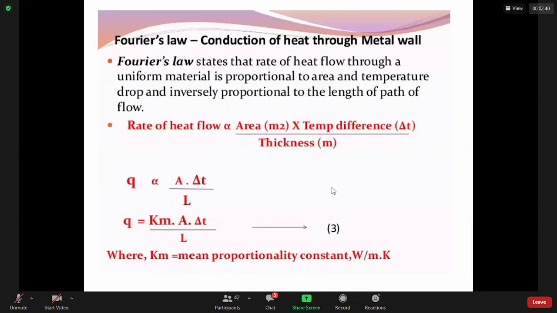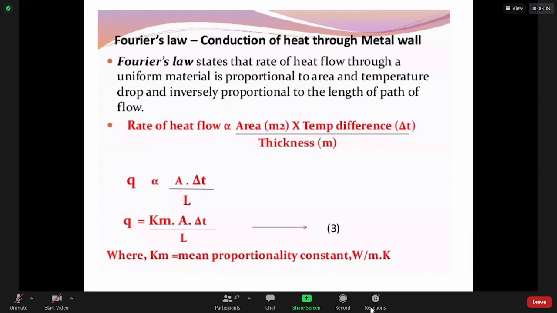Fourier's law states that the rate of heat flow through a uniform material is proportional to the area and the temperature drop. So that's why we have area in meters squared, and then the temperature difference is delta T. And it's inversely proportional to the length of the path of flow. So we have a rod and we are heating it at one end and the heat is going through, say, a meter. In this case, the thickness is the meter. So we can see the rate of flow is represented as Q.